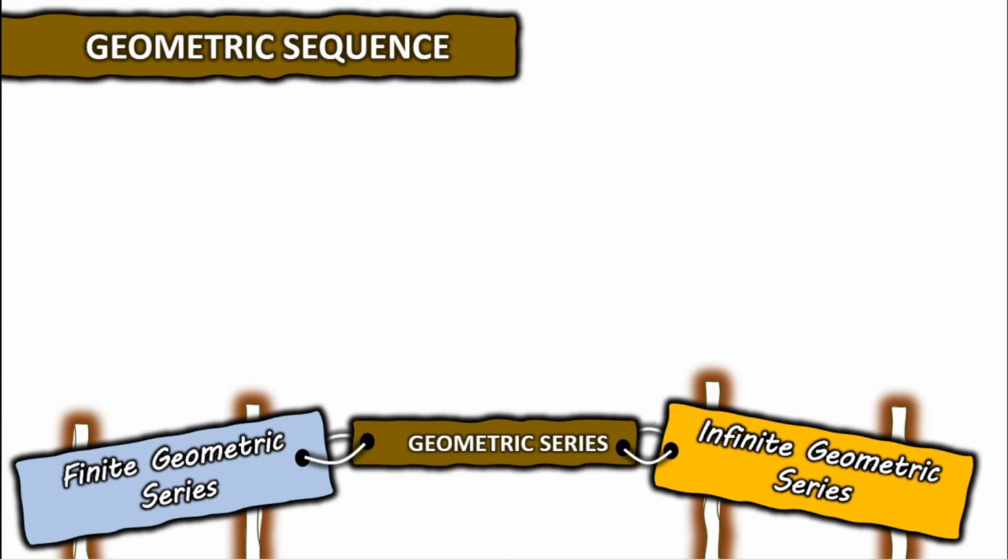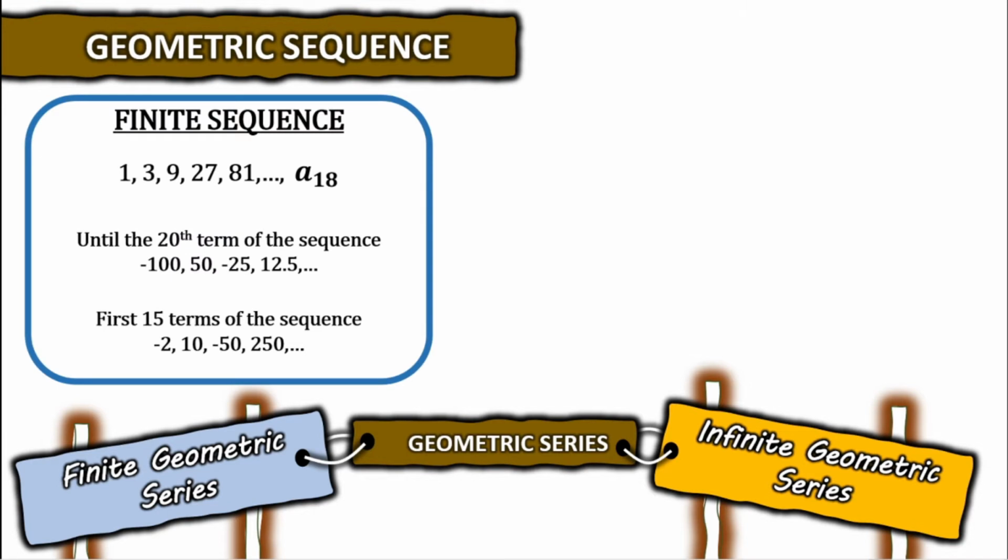Para mas maintindihan pa natin ang pagkakaiba ng finite sa infinite sequence, ito ang mga examples. Unang example sa finite sequence is 1, 3, 9, 27, 81, until the 18th term. Next example is until the 20th term of the sequence, -100, 50, -25, 12.5, and last one, first 15 terms of the sequence, -2, 10, -50, 250.